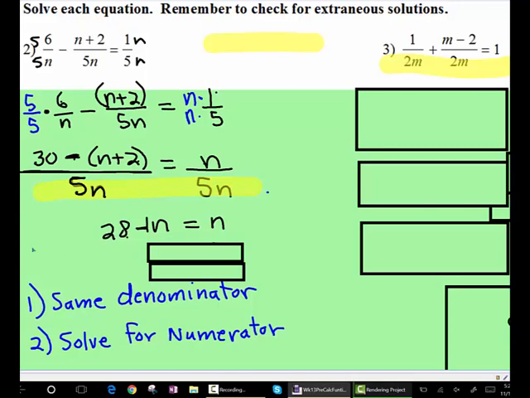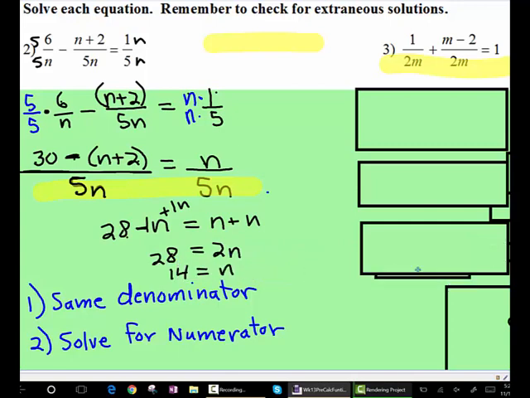Well, I want to get the n's to the same side, so I'm going to add an n. And we're left with 28 is equal to 2n. And then when we divide both sides by 2, boom, n is equal to 14. And then with your calculator, you would just have to double check that when you plug 14, let me erase this stuff. When you plug 14 into this original function, this side will equal 1/5, and you just check that with your calculator.